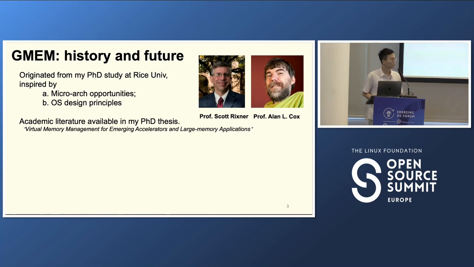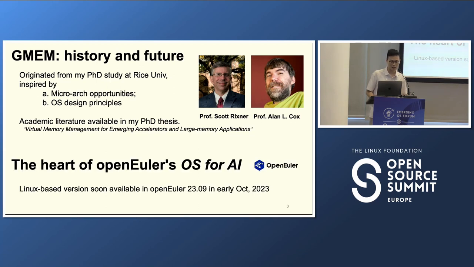So I was able to look at the idea from two aspects, both from the microarchitecture and from the OS design principles. And we decided that GMEM would be the heart of openEuler's OS for AI. There would be a Linux-based version soon to be available in early October.